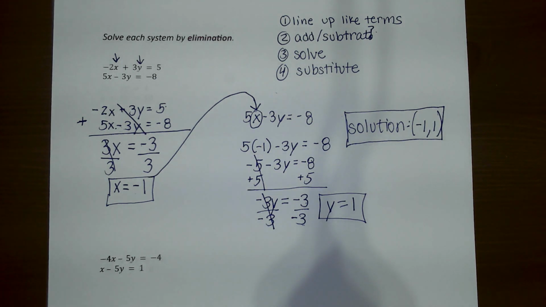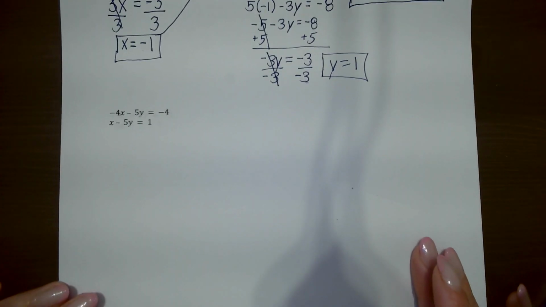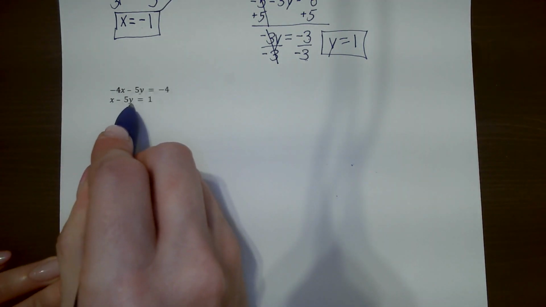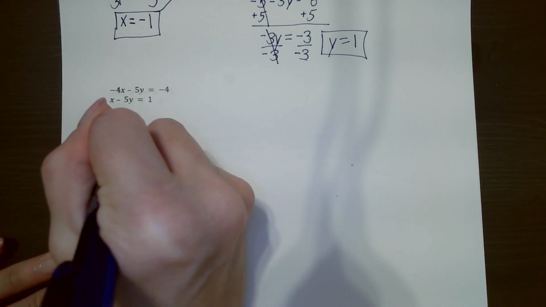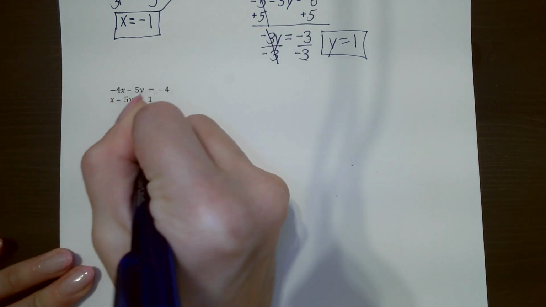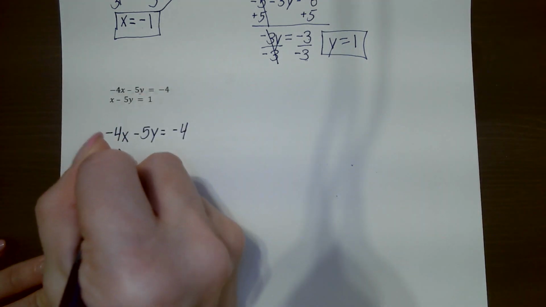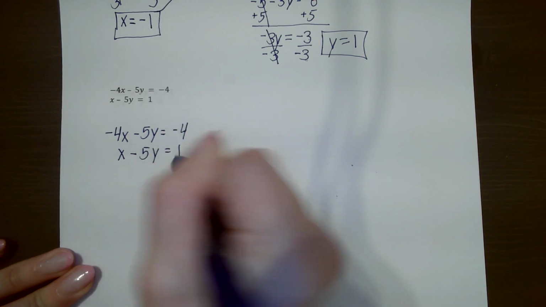Okay, so let's move on to the next one with elimination. We have negative 4x minus 5y equals negative 4, and x minus 5y equals 1. So I'm going to line these up. Negative 4x minus 5y equals negative 4. And then x minus 5y equals 1.